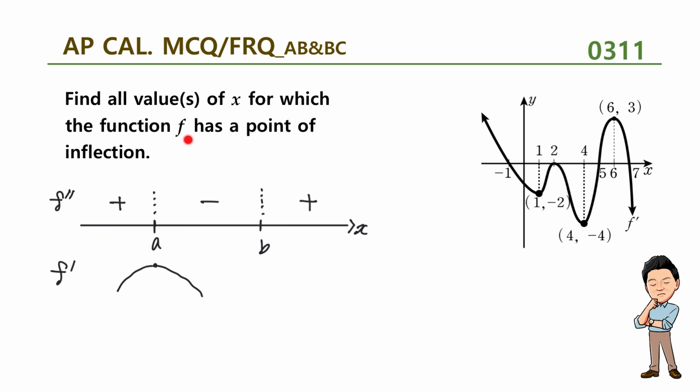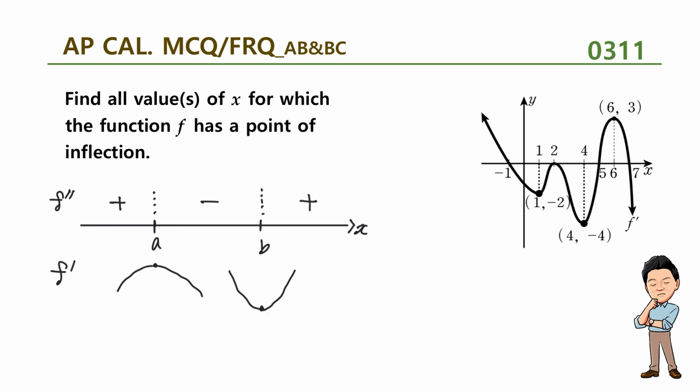So we know that at x equals a, we have a point of inflection on the graph of f, right? But what happens to f prime? f prime increases then decreases. It has a relative maximum at this point, right? Let's say f double prime is negative here and positive here. Then what happens to f prime? It decreases and increases, so f prime has a relative minimum at this point, right?